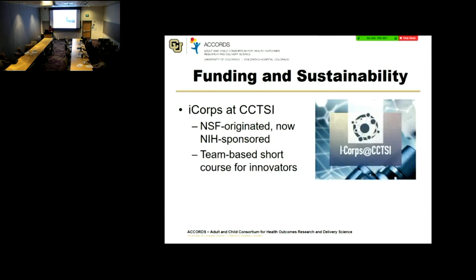I feel the need to put this up here, the I-Core training program through CCTSI for groups that have something or are interested in developing something to take to commercialization. This is an educational initiative that's free and available to people here through the University of Colorado. It was originally sponsored by the National Science Foundation and now is also being sponsored through the National Institutes of Health, and it's a short course for a team of innovators that are interested in taking things to the next step.